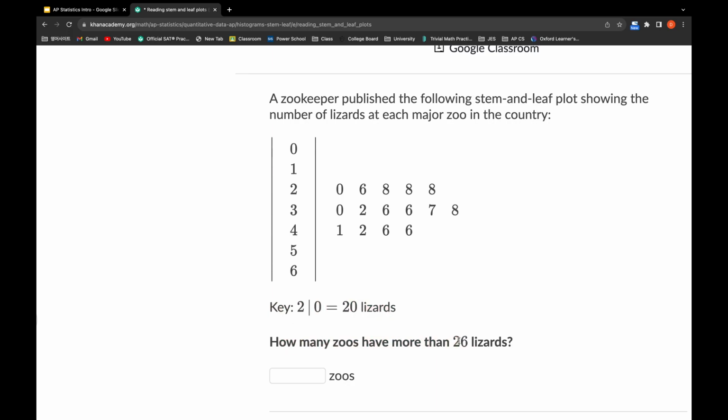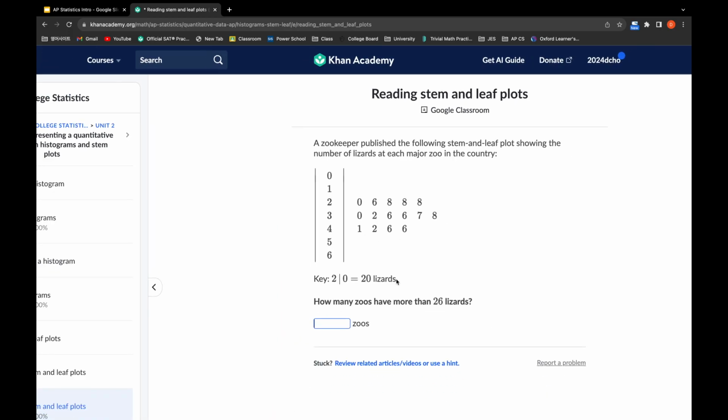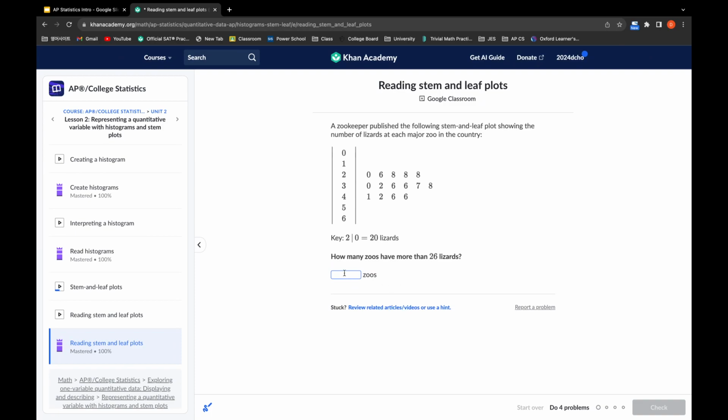It says, how many zoos have more than 26 lizards? So 26 lizards is right over here. Beginning from this one, 28, they're all going to have more than 26 lizards. So if we count the number of leaves, then I think that's going to be the answer. We have 1, 2, 3, and then 1, 2, 3, 4, 5, 6, 7, 8, 9, 10, 11, 12, 13. So 13 zoos have more than 26 lizards.